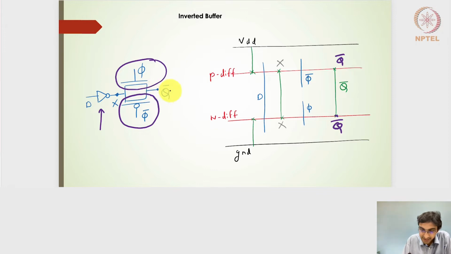Remember that this Q bar, which is the diffusion of the NMOS side and the diffusion on the PMOS side, has to be connected, and that is done by a metal line in the stick diagram. So this is my input for this circuit design, which is an inverted buffer. This is the input, and this is the Q bar output, right? So this is the overall stick diagram of the inverted buffer.